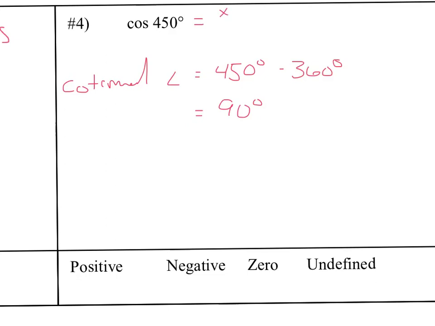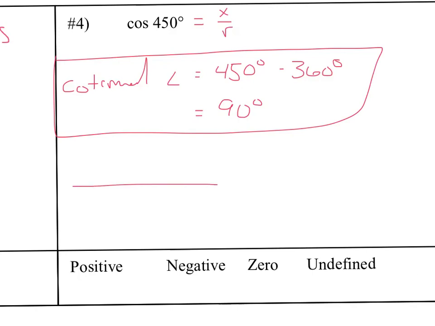Cosine is x over r. 90 degrees is on the positive y-axis. Can't make a triangle there because the triangle is with the x-axis. X here is going to be 0. Y here is going to be a positive number because we went up, and R is always positive. So cosine, which is X over R, is going to be 0 over a positive, which is 0. This answer is 0. Notes are finished.